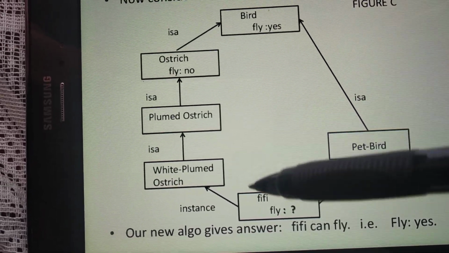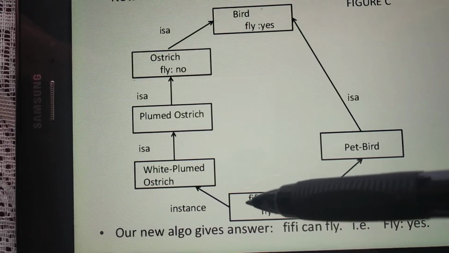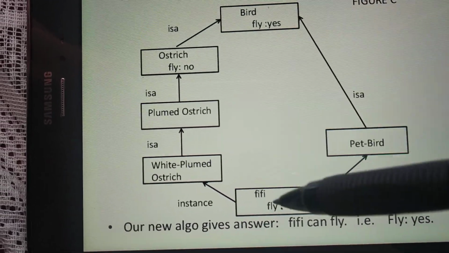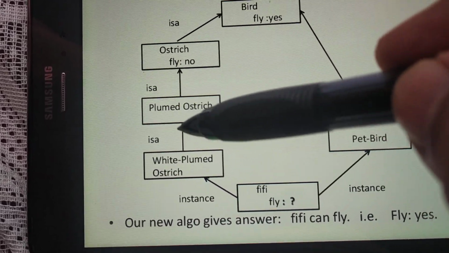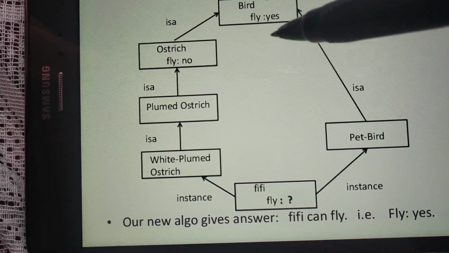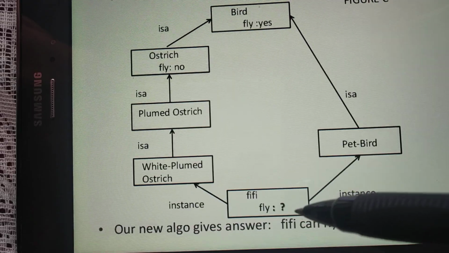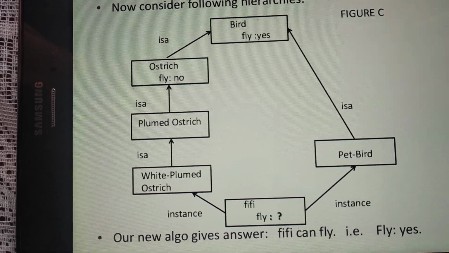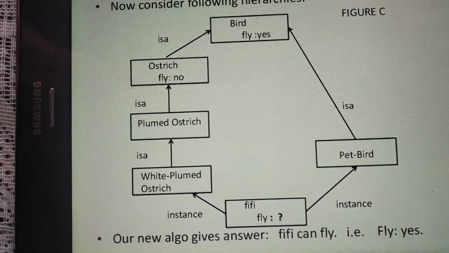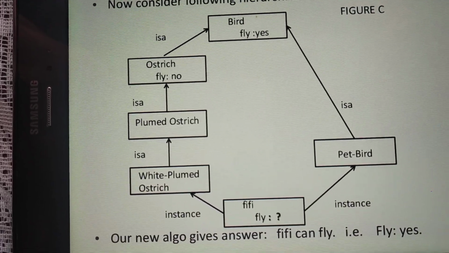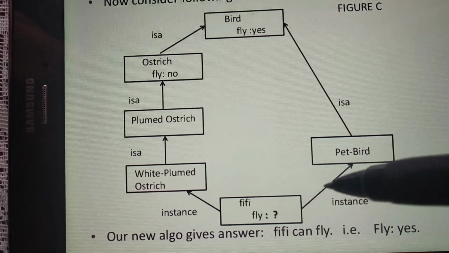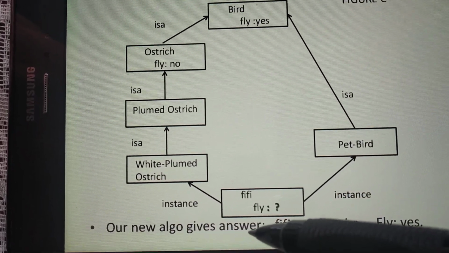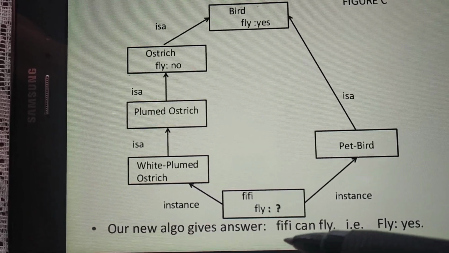So far in the breadth first search algorithm we have explored depth number 1, and now at depth number 2 from this side we have just explored this node, and from this side we have just explored this node. In breadth first search, after exploring all the nodes at a particular depth, if you get an answer at that depth, you need not go further to the next step. So accordingly the answer is fly equal to yes. So the new algorithm which we saw in the last video gives that Fifi can fly.